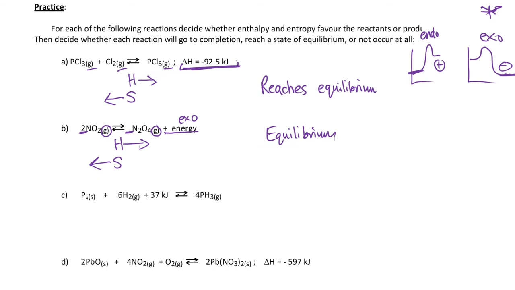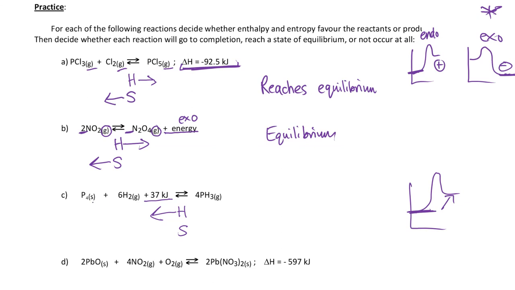Question C. Check your enthalpy and your entropy. So this one has heat on the left-hand side, my reactant side. That means that heat must be added to that system to give a positive delta H. So that means my reactants are lower in energy.